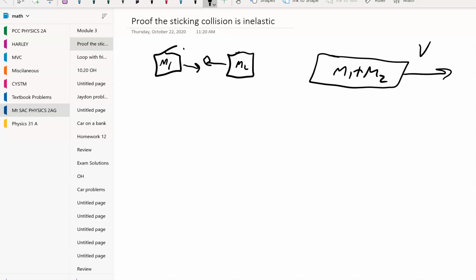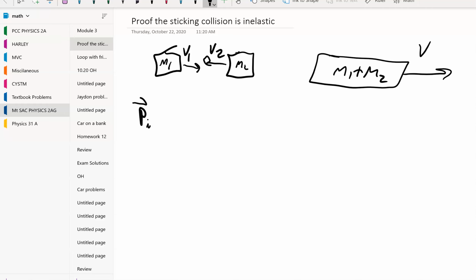There are two ways to do this problem. One is a little easier than the other. So I'm going to start with the hard, ugly way. And then when you suffer through that, you'll appreciate this trick that you can use, which makes it easier. So let's set up our conservation of momentum.